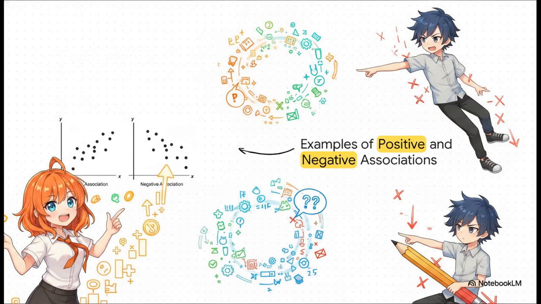Now look at the overall shape. A positive association marches steadily upward from left to right. So as one variable goes up, the other goes up with it. Conversely, a negative association slopes downward. Think of it like this. The more times you practice a complex math problem, the less time it takes you to actually solve it, right? Up goes practice, down goes time.